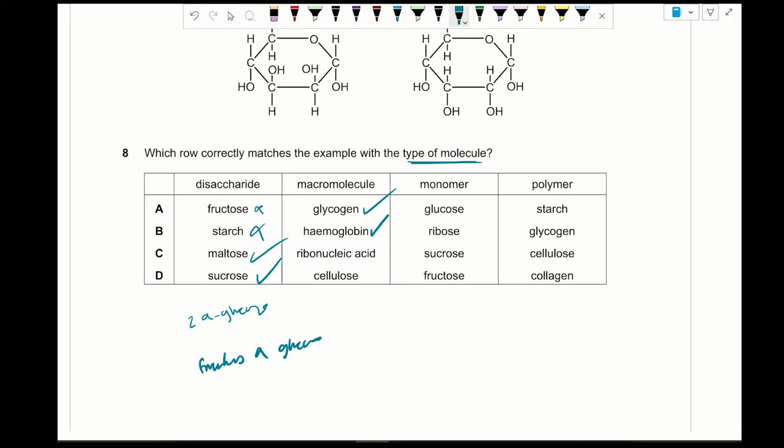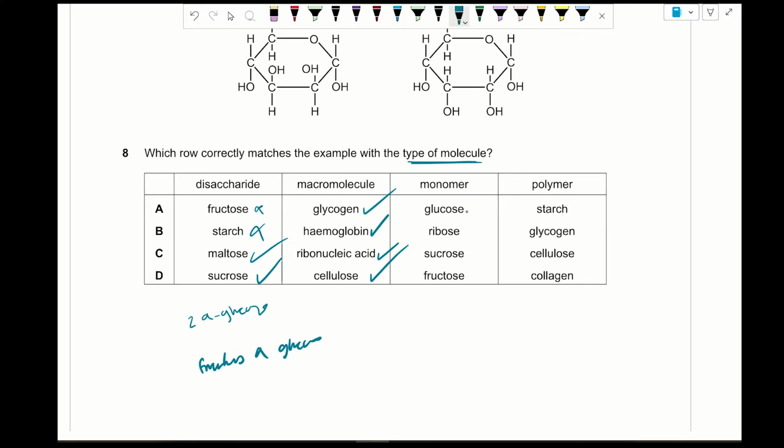Ribonucleic acid is consisting of many repeating nucleic acids, therefore this is correct. For D, cellulose is a macromolecule because it's made of many repeating beta-glucose subunits, so this is also correct.